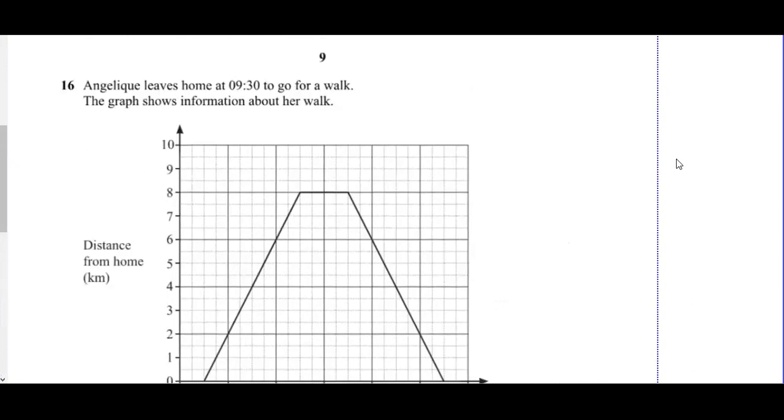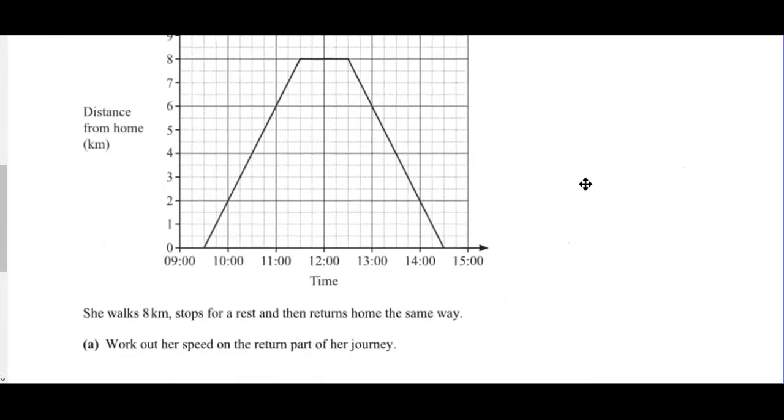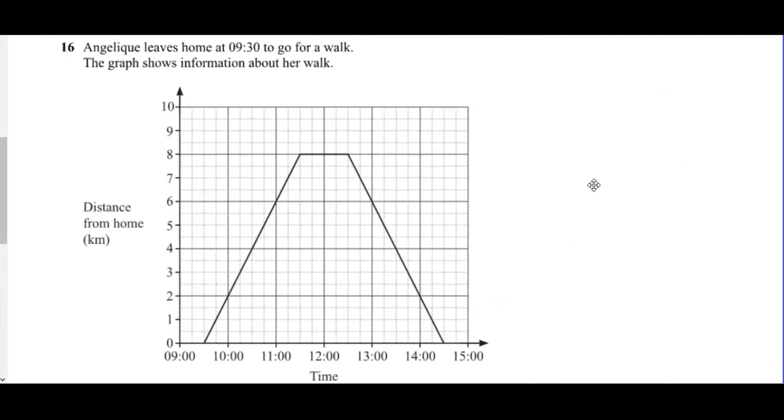Question number 16 says, Angelique leaves home at 9:30. So this is 9:30. So this is 9, this is 9:15, 9:30 is here, 9:45 and then 10 o'clock. So Angelique leaves at 9:30. So Angelique leaves at this point, this is Angelique, and goes all the way to 8 kilometers up to this point.